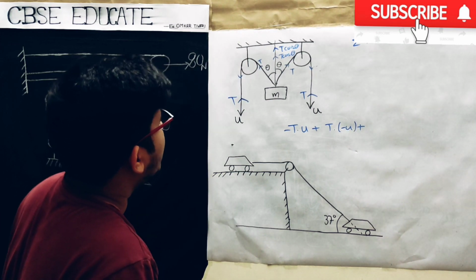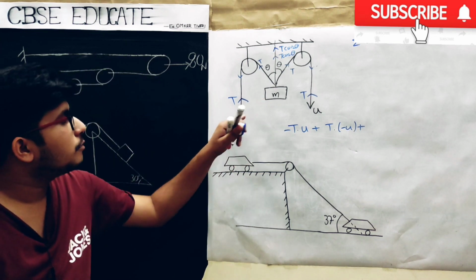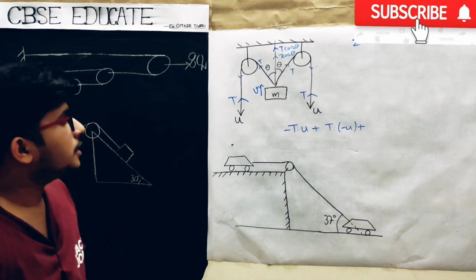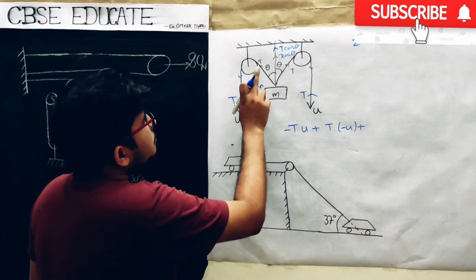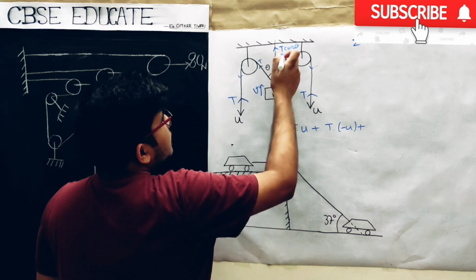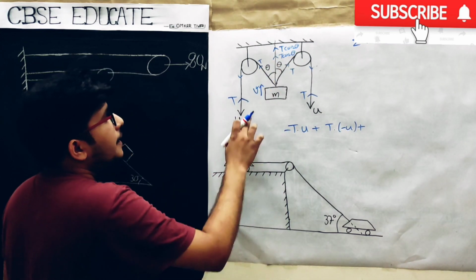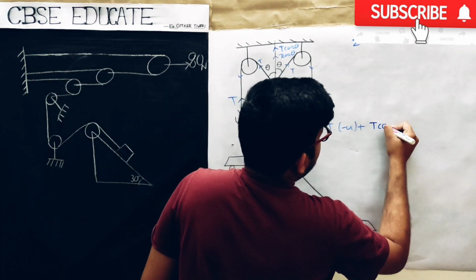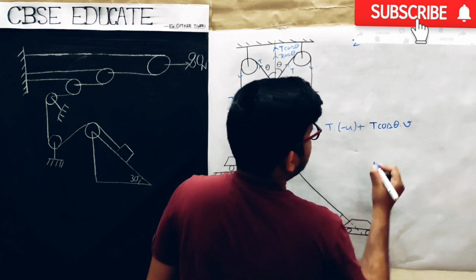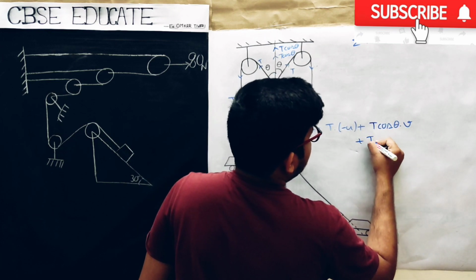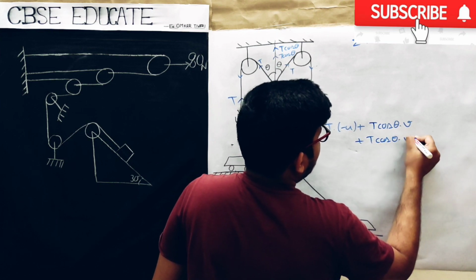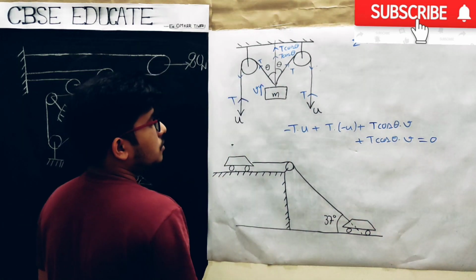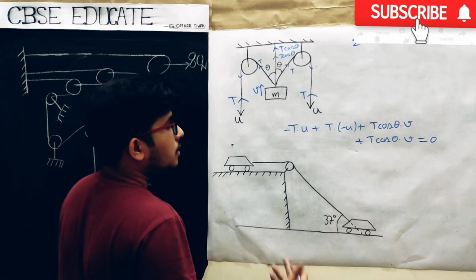This is T cos theta. And suppose this mass is moving upward with velocity v. So you can see that both T cos theta and T cos theta are in the same direction as the v. So we can write T cos theta dot v plus T cos theta dot v is equal to 0. Taking T common, that cancels.